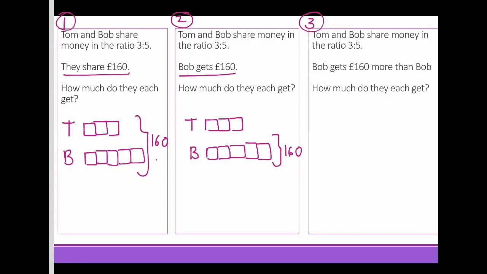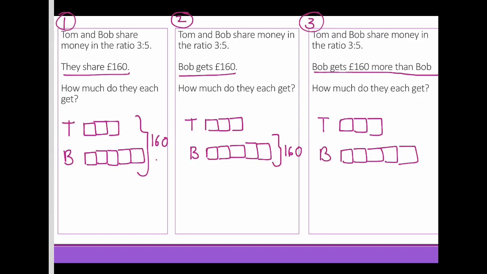So Tom and Bob share money in the ratio of 3:5. Well, that's the same again. 1, 2, 3. Bob, 1, 2, 3, 4, 5. Now, here, Bob gets £160 more than Tom. So the bit that's more is that bit there. That's the bit more that Bob gets. As we can see, he has 2 more blocks than Tom. So there, that's £160.